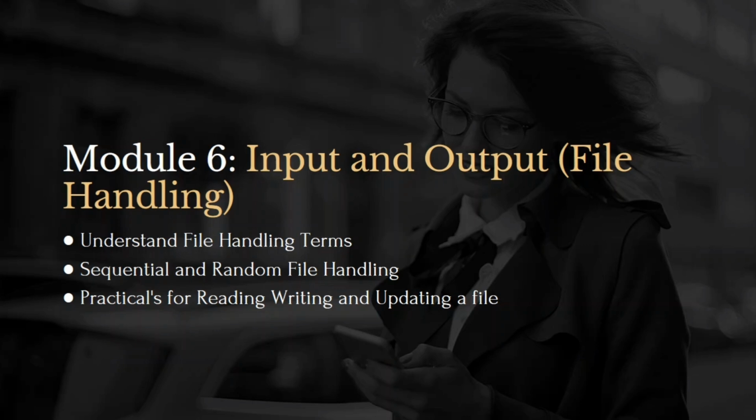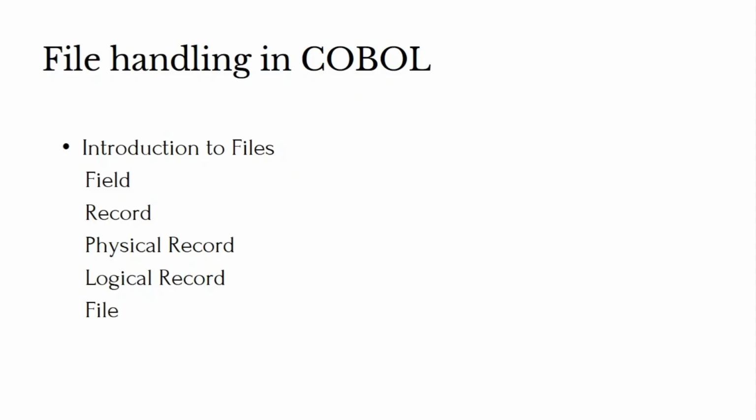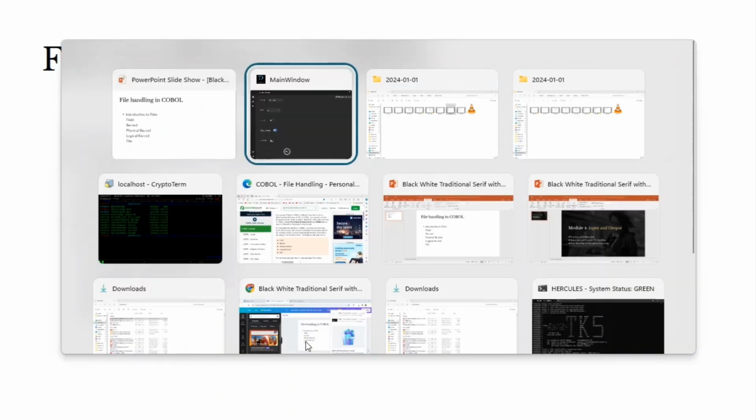So let's start. File handling in COBOL. The concept of files is different from other programming languages like C++ and Java. To understand file handling, we must know a few terms which are used in file handling and in writing a COBOL program. These are the terms we have: field, record, physical record, logical record, and file. We will understand these terms through a mainframe file. So let's go to the mainframe.